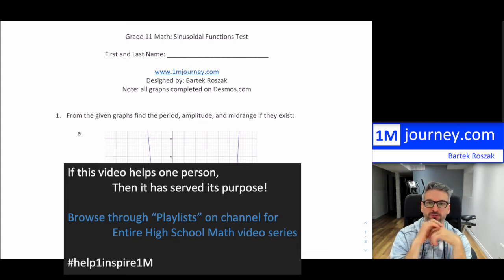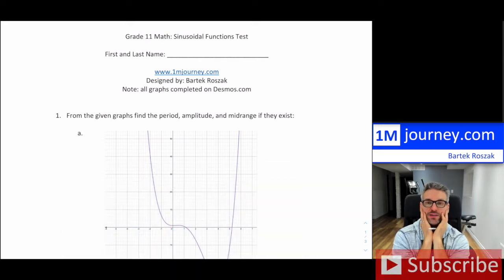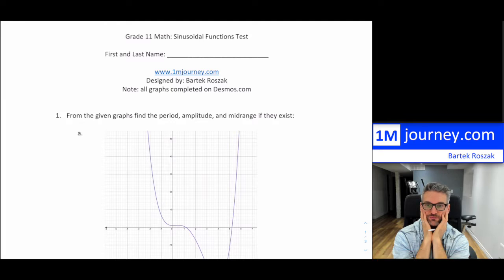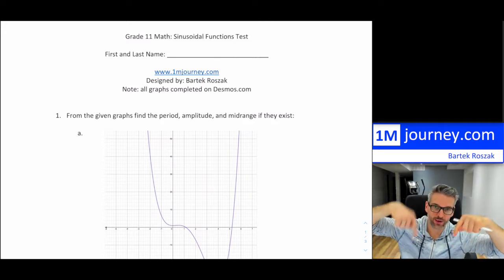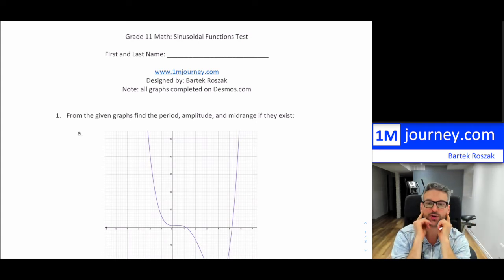So basically, if you're in grade 11 and you have started to deal with sinusoidal functions, so just sines or cosines, and learning about periodic functions, here's a little test for you to see if you can do it. As usual for the tests that I post, I will provide a link in the show notes so you can download it, try it out, come back, and then see the solutions.